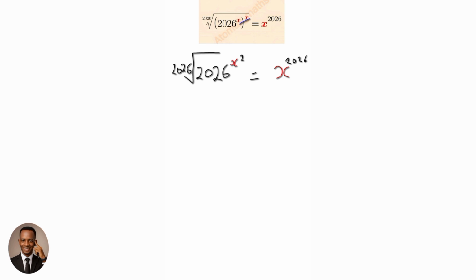Then what we're going to do now is that we're going to convert that 2026 root to a fraction according to the law of indices, right? So after that, we're going to have 2026 to the power of x squared all over 2026, right, equals to x to the power of 2026. Yes, that's following the law of indices. Now we're getting closer. So what are we going to do here now? So what we are going to do here now is that we are going to be trying to separate the powers, right? 2026 to the left and x to the right, as we have discussed earlier.